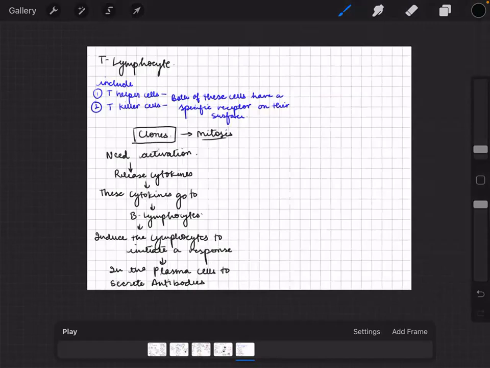Okay, so at times what happens is your B lymphocytes, while they're roaming everywhere in the body, might fail to identify a particular pathogen. But T lymphocytes may have spotted them. And so T lymphocytes tell your B lymphocytes that okay, look, you missed this particular point. So here it is. Now what you have to do is release the plasma cells. You have to tell the plasma cells to make these antibodies. And once these antibodies have been released, they will go and kill the pathogens.